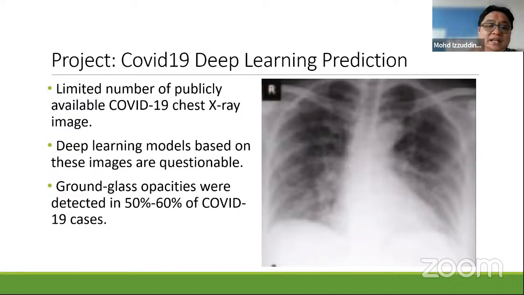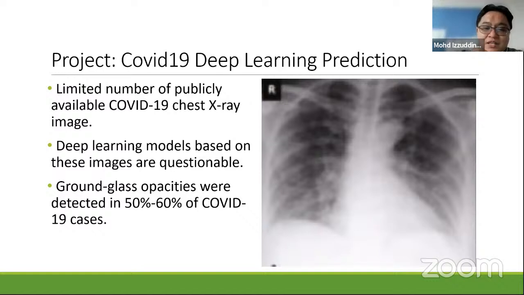Okay, so basically, what we did was we found similarities in the publicly available chest X-ray images from NIH, the National Institutes of Health. They have a lot of X-ray images. What is common between these images is that ground glass opacities are detected. Almost all the COVID-19 cases, 50 to 60% of them, show this ground glass opacity.